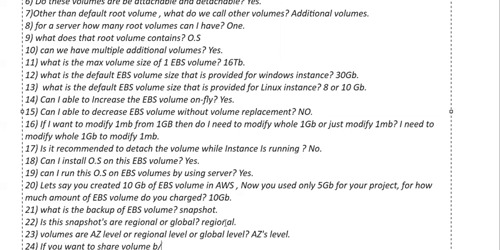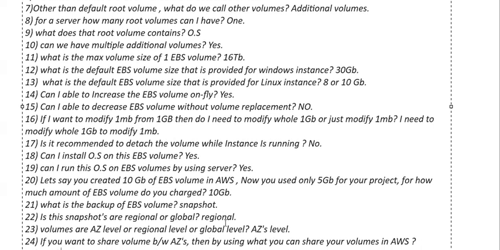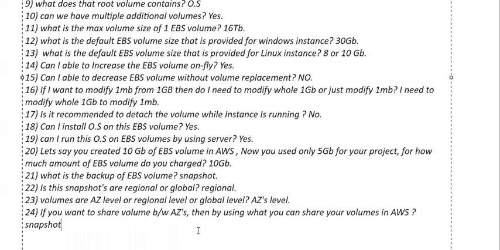If you want to share volumes between availability zones, which service do you use? By using snapshots. Since snapshot is regional, we can create the snapshot for this availability zone, and since that is regional, we can share it to another availability zone in the same region.